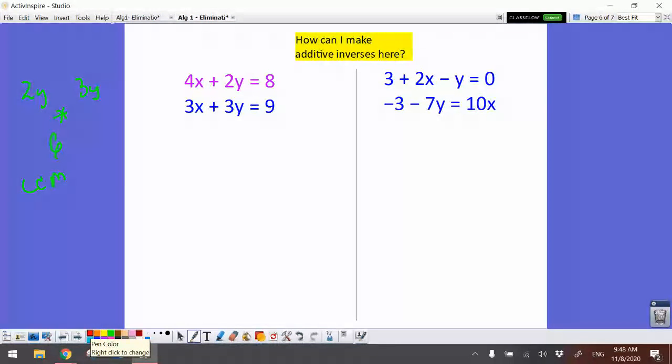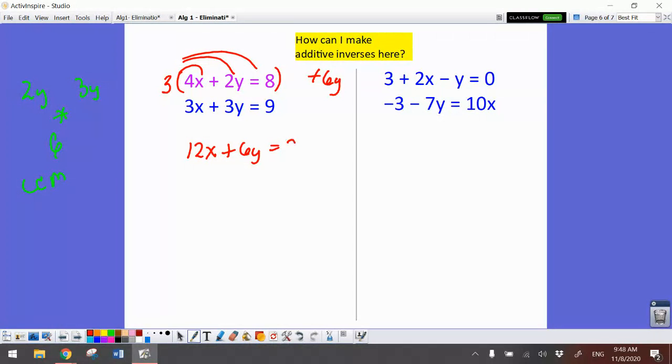Of my two numbers. So I need to multiply the top one to make a positive 6y. So 2 times what is positive 6? Well, that would be a 3. So 12x, a 6y, and 3 times 8 gives me 24. So I've got my first one.